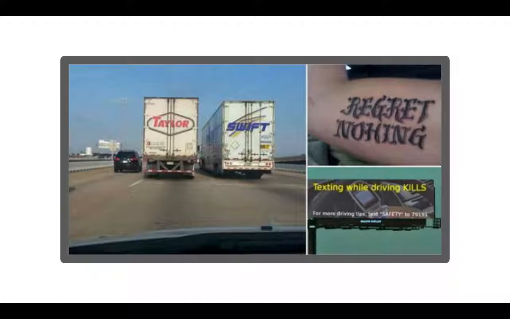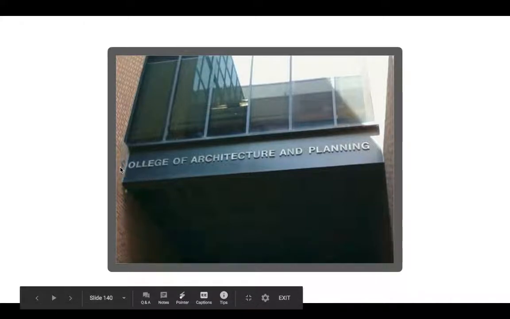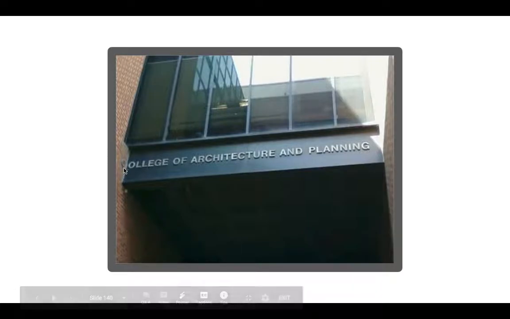"Texting while driving kills. For more driving tips, text safety." Obviously, you'd be texting and driving. That is ironic. Lastly, take a look at this one. It is the College of Architecture and Planning. If you are going to make buildings and you are going to plan it out, wouldn't you put the C with the rest of the letters? Goofy. So ironic.